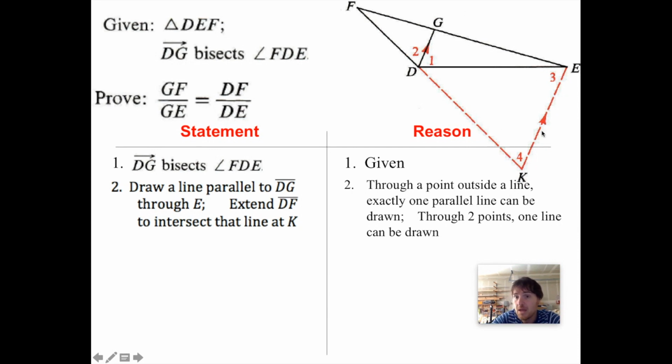This parallel line is composed of an infinite amount of points here. So through a point here, and then when we extend it, we go through another point here. That's through 2 points, one line can be drawn. Through 2 points, there is exactly one line. There's another way that gets worded, okay?